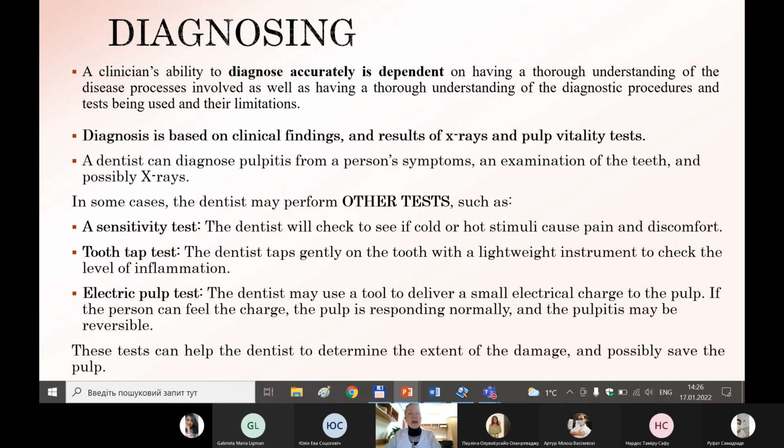Next statement. A dentist can diagnose pulpitis from a person's symptoms and examination of the teeth and possibly X-rays. In some cases, the dentist may perform other tests, such as sensitivity test. The test will check to see if cold or hot stimuli cause pain and discomfort.